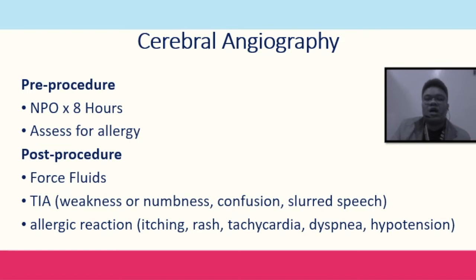Then, class, we monitor our patient for TIA. When I say TIA, it's your transient ischemic attack. Oftentimes, these are referred to by lay people as a mild stroke. Okay, so class, in your TIA, you need to watch out for weakness, numbness, confusion, and slurred speech. Class, in your TIA, the signs and symptoms would last for less than 24 hours.